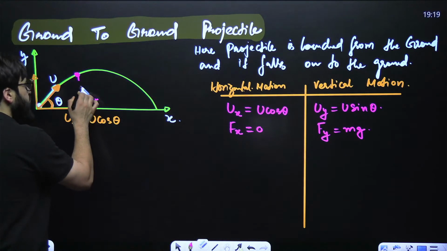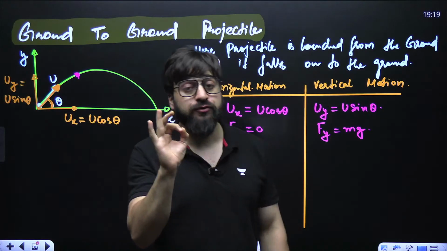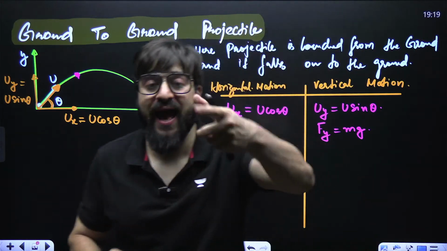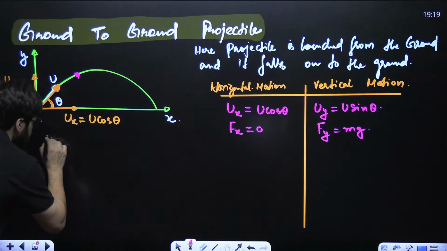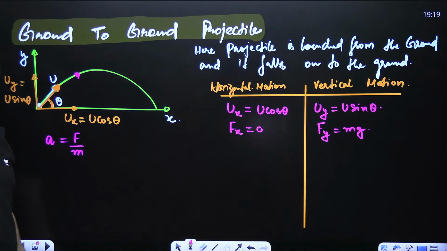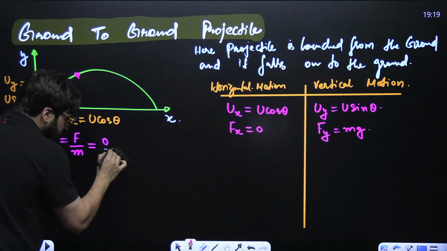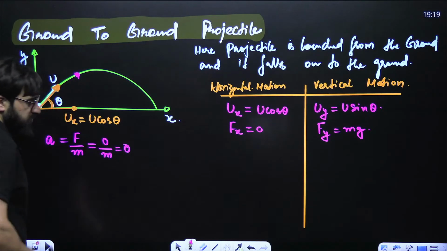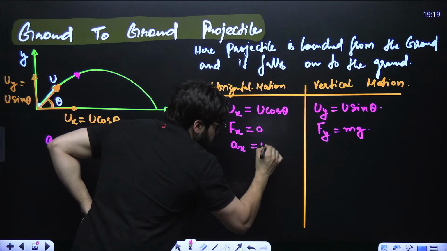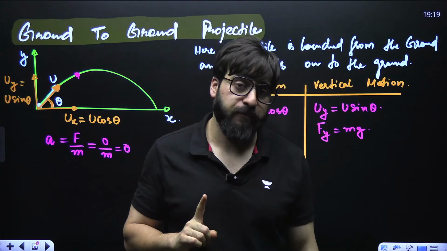If there is a force, I have taught you guys Newton's laws of motion. If there is a force, there will be acceleration. As you might have studied, acceleration is force upon mass. And if force in x direction is 0, divided by m, it will come out to be 0. So I say acceleration in x direction will be 0. There is no acceleration in the x direction in case of projectile motion.